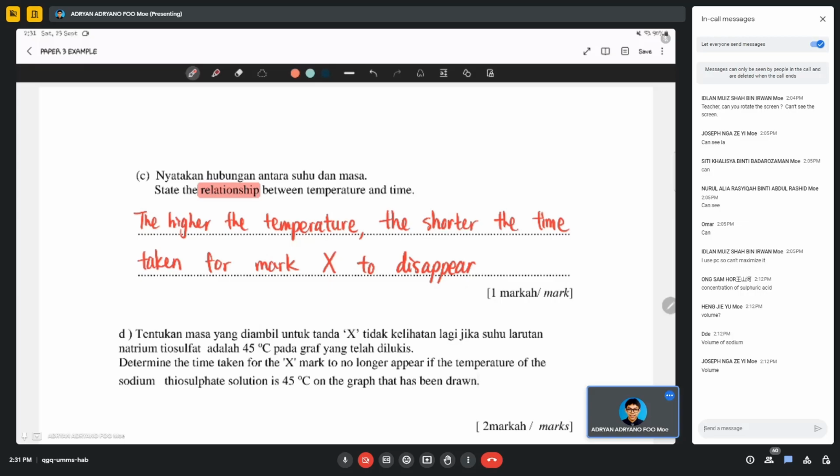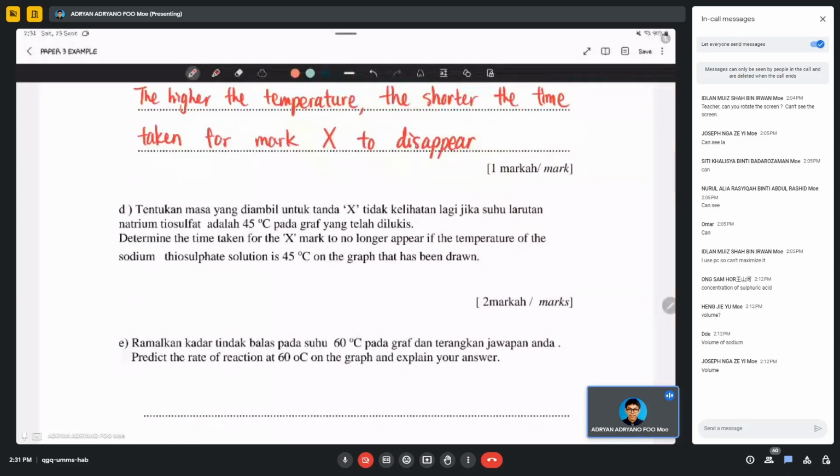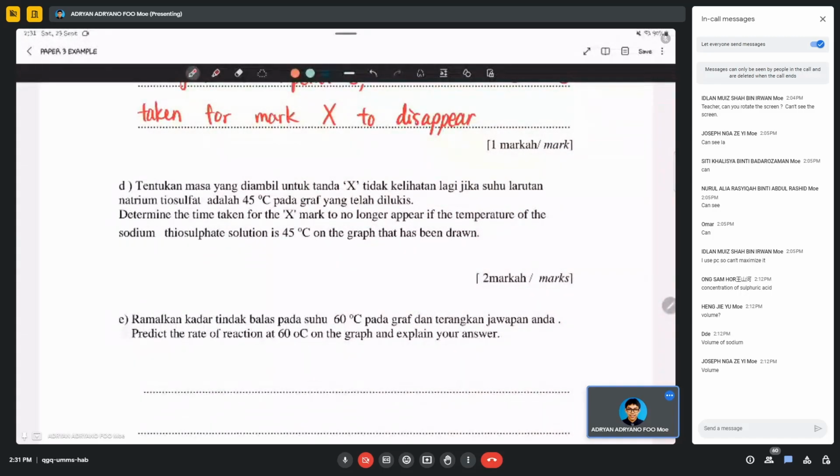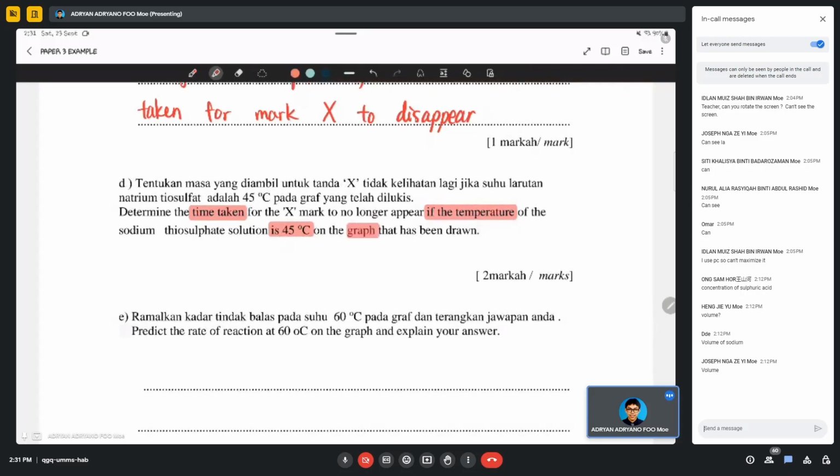Okay? Next. Determine the time taken for the X mark to no longer appear if the temperature of the sodium thiosulfate is 45 degrees Celsius on the graph that has been drawn. What does the question want? The time taken for it to disappear if the temperature is 45 degrees Celsius on the graph that has been drawn. Then you get 2 marks. Okay, how do you get 2 marks here? It is not by calculation. You cannot calculate anything.